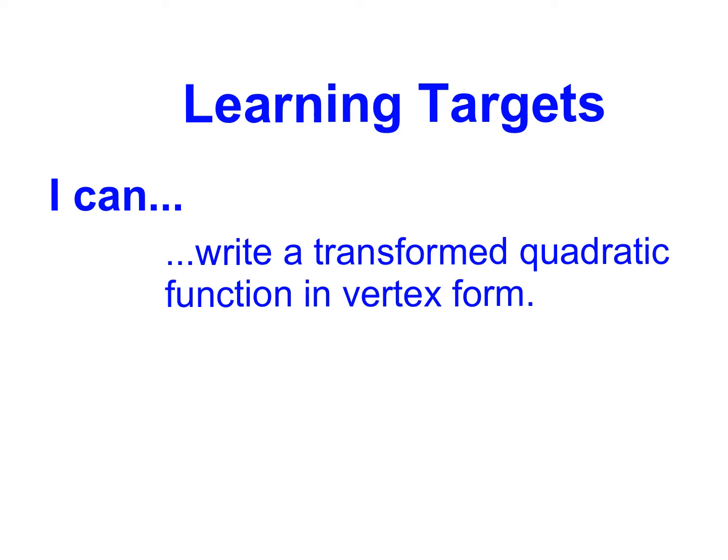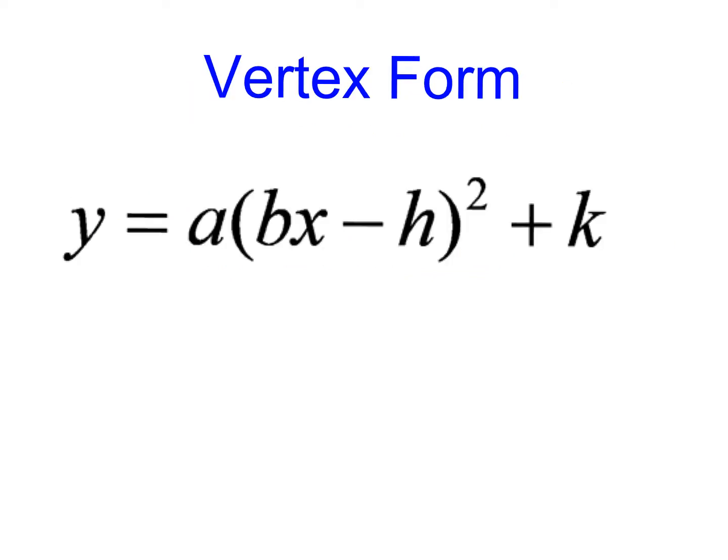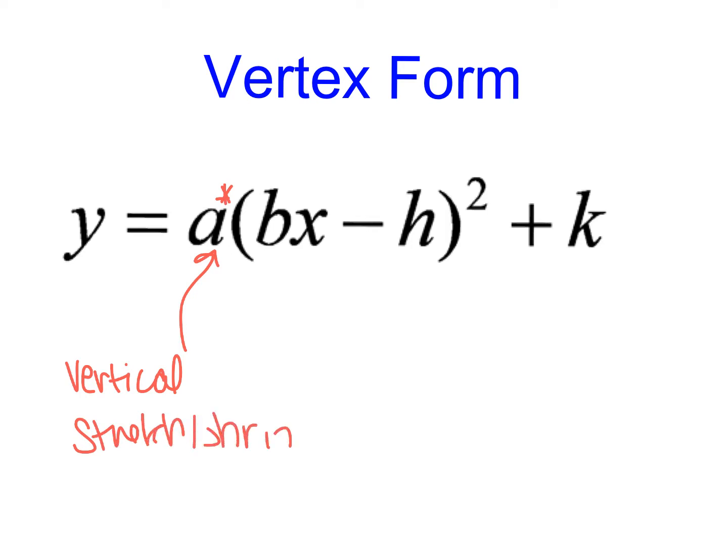In this video, we're going to learn how to write a transformed quadratic function in vertex form. So before we start transforming vertex form, let's remind ourselves what vertex form really represents and the values that it contains. Multiplied outside of the parentheses here in vertex form is our a value, and this typically is dealing with your vertical stretch or shrink factor. Or it could also deal with a vertical flip or a vertical reflection. And remember, our vertical reflection is going to take place about the x-axis.